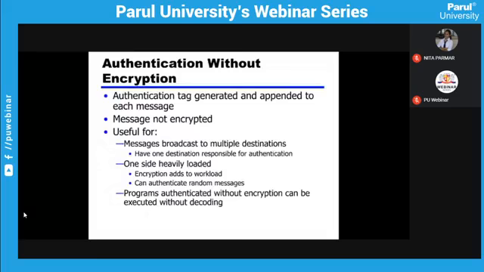And in authentication without encryption, an authentication tag is generated and stuck at the end of every message, but the messages are not encrypted. So this is also useful in broadcasting the message, or if a single side is heavily loaded, then authentication without encryption is used.